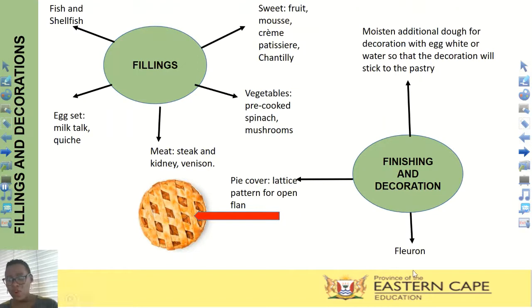All right, and then you've got your florons. We've discussed our florons in the uses. We said that they are crescent shaped and you use them for your garnish.